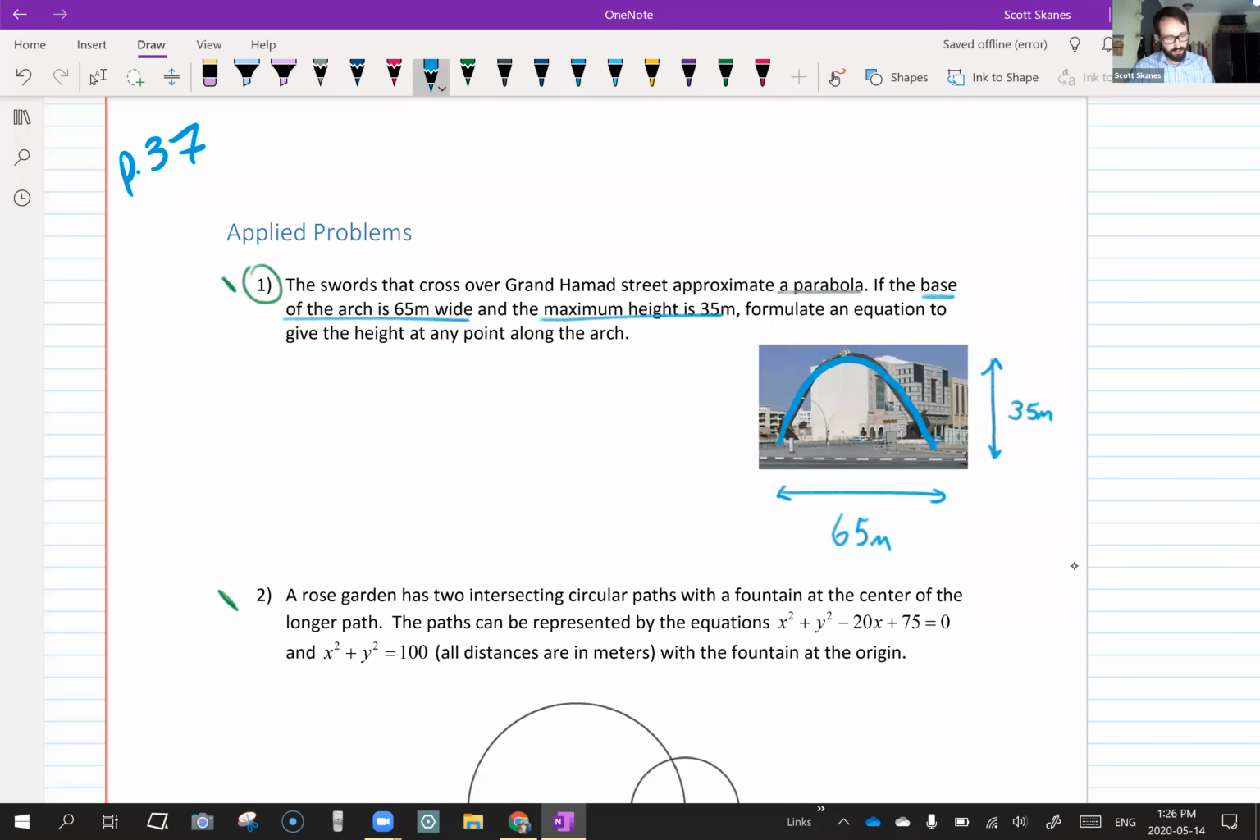Formulate or create an equation that could give the height at any point along the arch. So what it means is get the equation in the form of a parabola. So let's do that. First things first, you should definitely know by now what form this is in. You should know that this is definitely x squared form, because it's going up and down. And then you should be able to get the equation for that, okay?